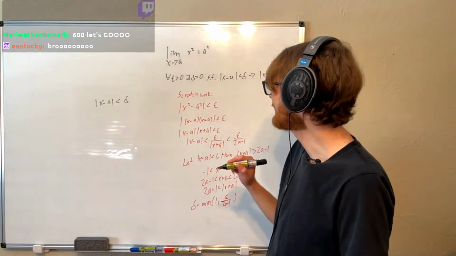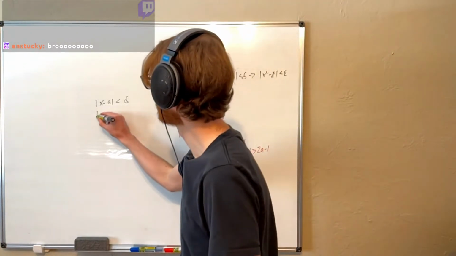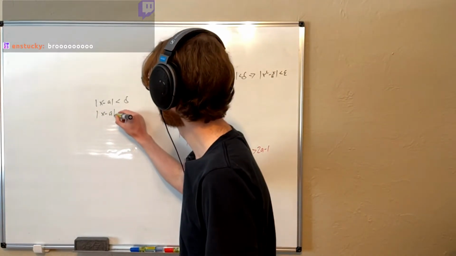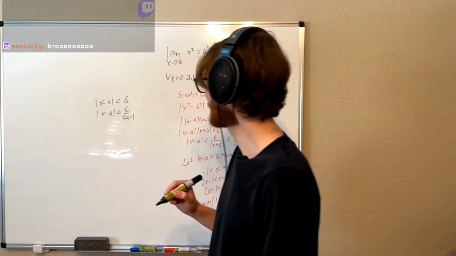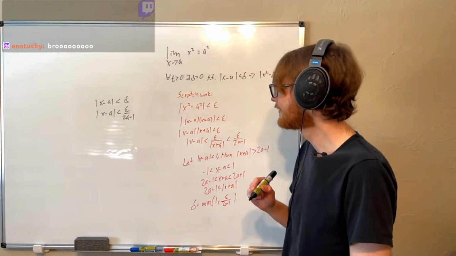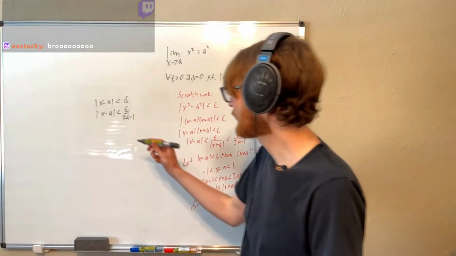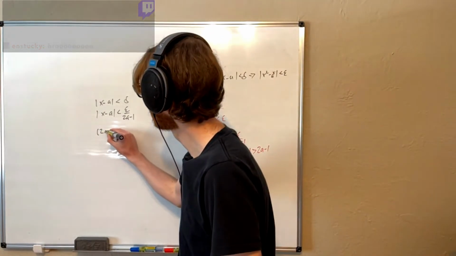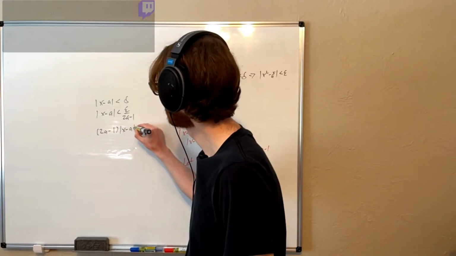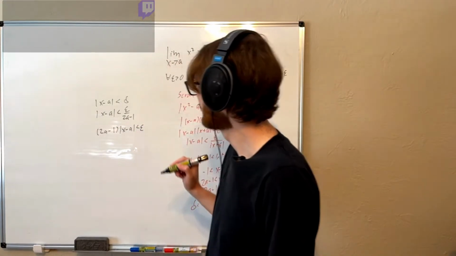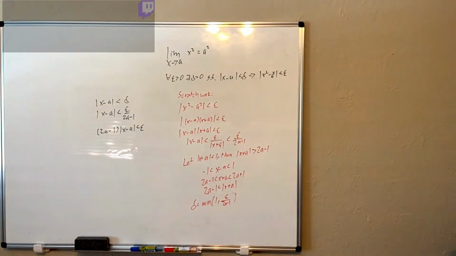All right, so if we say absolute value of x minus a is less than delta, our choice of delta is epsilon over 2a minus 1. So let's see how this works out, I guess. I assume we want to multiply 2a minus 1 over. Yeah, we're gonna have to do some inequality magic here.